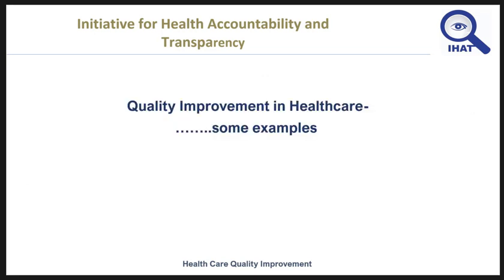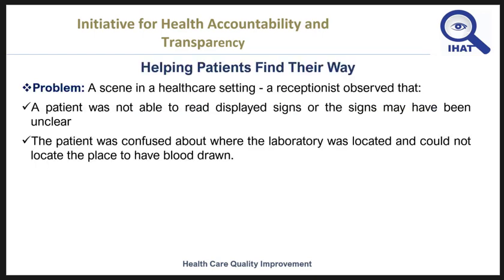So now we'll be looking at an example of quality improvement in a healthcare setting. Here we'll be looking at a scenario where a patient is helped to find their way. The problem is that a receptionist observed that a patient was not able to read the displayed signs, or perhaps the signs may have been unclear, and the patient was confused about where the laboratory was located, so it's difficult for him to find his way to have blood drawn.